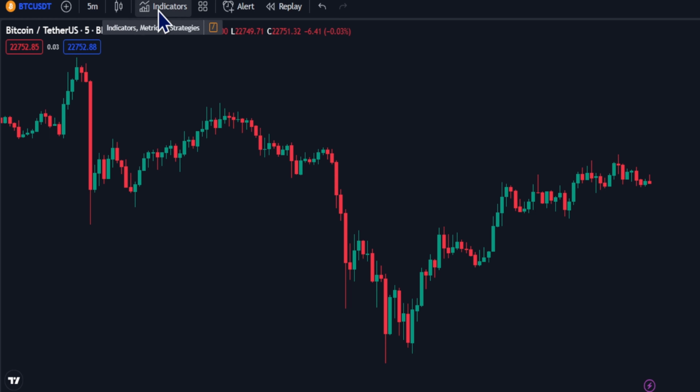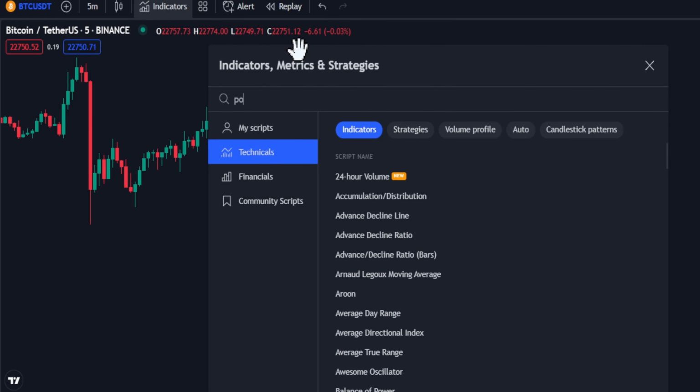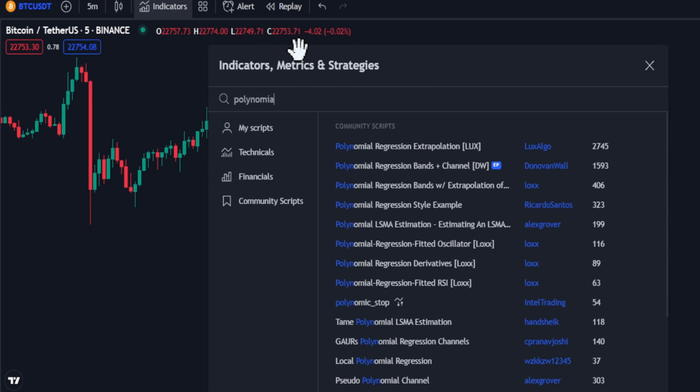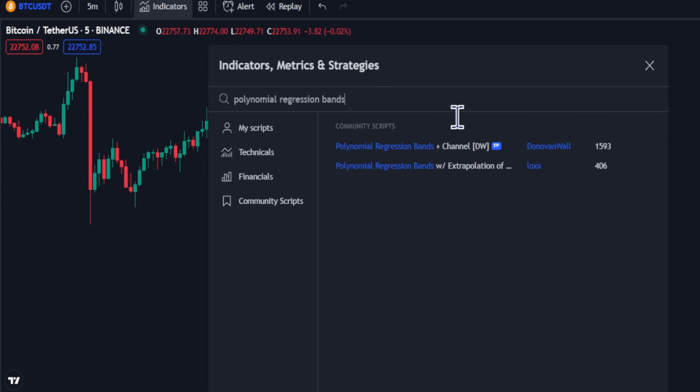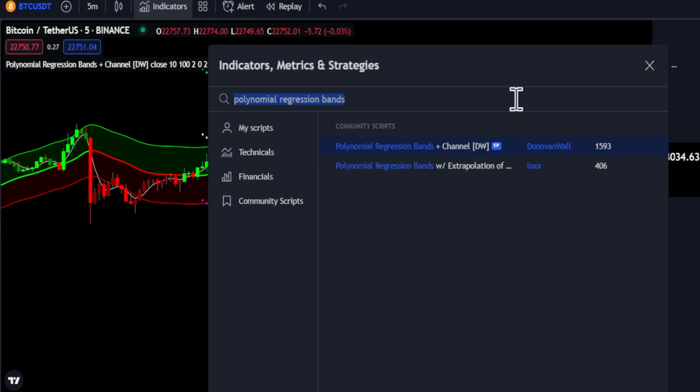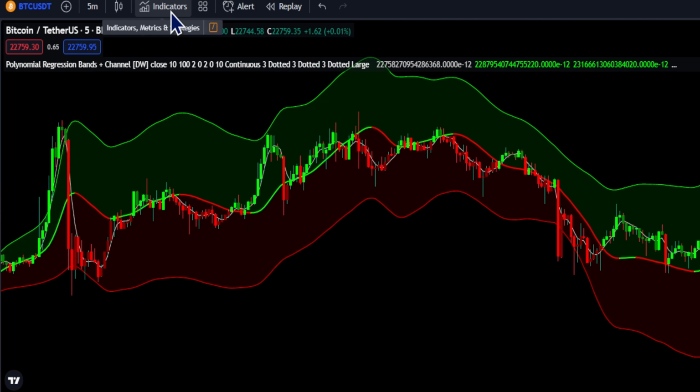Navigate to the Indicator Search tab and search for the polynomial regression bands. Select the indicator made by Donovan Wall. The indicator can be used in many different ways, and there isn't really a right or wrong way when it comes to using the indicator. However, for the sake of the video, I created a simple strategy to show the potential that the indicator has. For that strategy, we will need to add one more indicator to the chart.